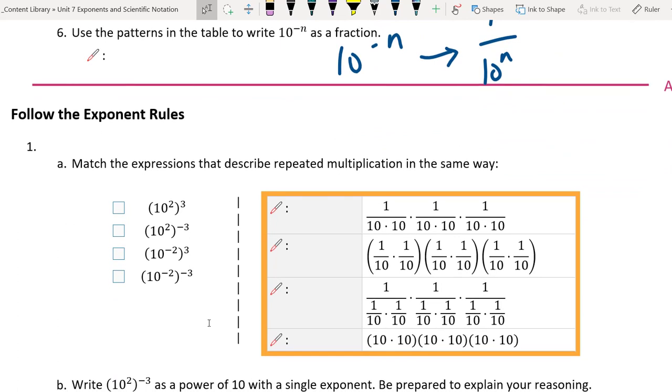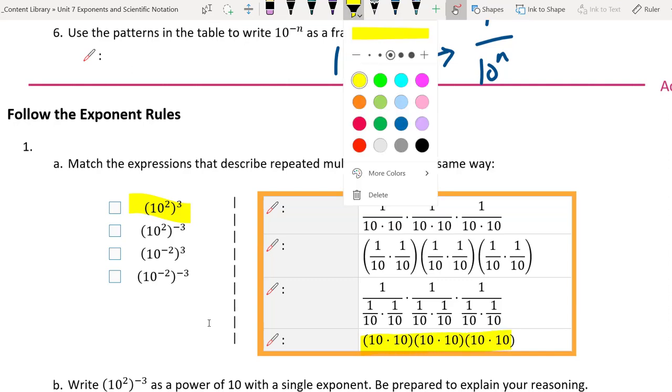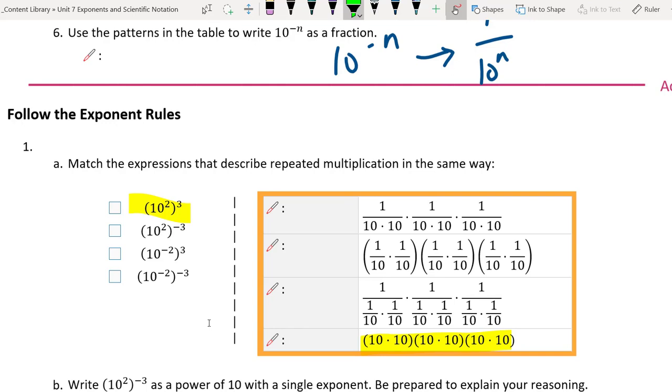Follow the exponent rules, match the expressions that describe repeated multiplication in the same way. So this is a power of a power right here. And that one goes with that one. Alright, so then we got to deal with all of this negative exponent business. So there's that one. We've got 10 to the 2nd repeated 3 times.